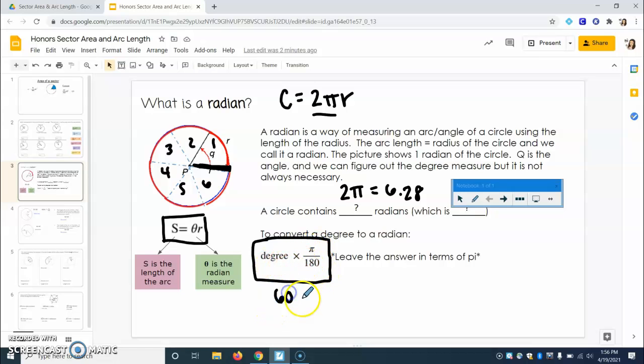So like if you had 60 degrees and you wanted to convert it to a radian, that would be the same as pi over 3. So 60 degrees and pi over 3 radians are the same thing. The radian formula just involves a lot less work because you literally just have to do the radian times the radius and then you're done.